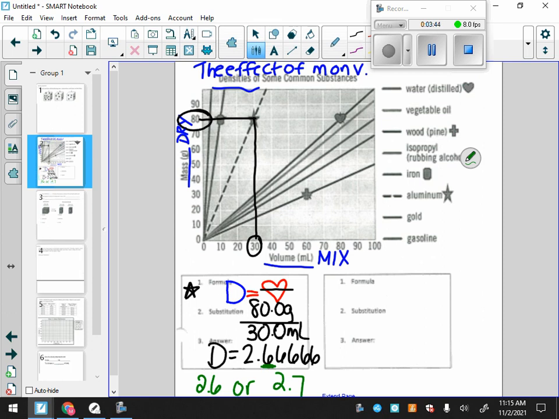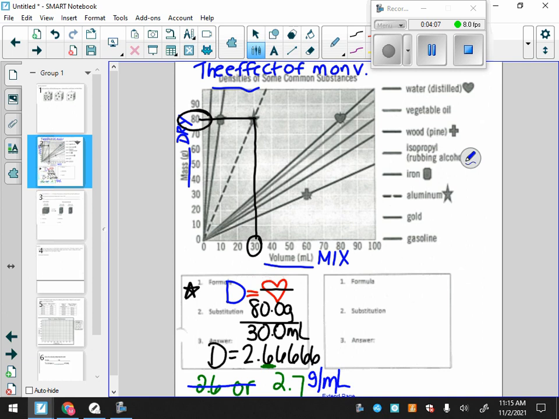So go next door. Five or more, up the score. Four or less, let it rest. Is the 6 greater than 5? Yes, it is. So this is going to be 2.7 grams per milliliter. We don't want 2.6 because it's closer to 2.7. So aluminum is 2 and 7/10 grams per milliliter.